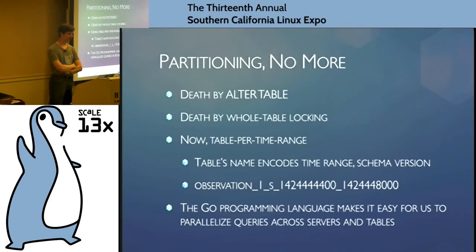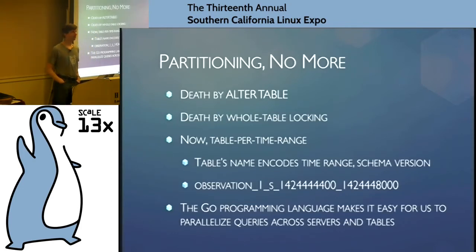So our table names now include what is the data, what is the resolution of the data, what is the beginning and end timestamp, and what is the schema version. So this allows us to stop altering tables to begin with. If we have an old schema version, it'll expire eventually. This table name here, observation 1, that's the schema version. Observation version 1. The S stands for second resolution. There are other tables that have an M for minute resolution. And then there's the time ranges of that table.